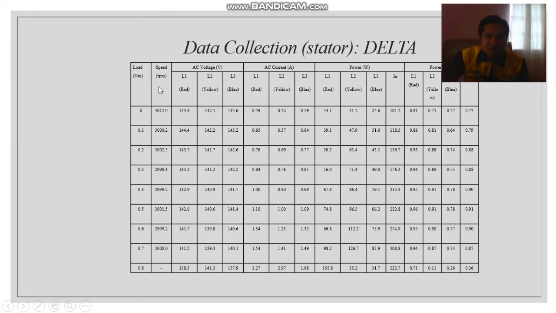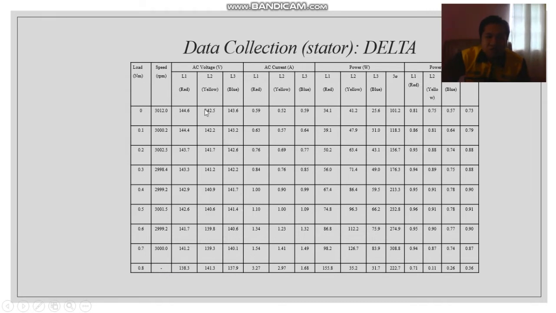So let's start. As you can see, for our speed of the motor throughout the experiment from 0 to 0.7 Newton meter, our speed is remaining constant at 3000 RPM. This is because of the motor maintaining its synchronous speed. At 0.8 Newton meter here, there is no speed. This is due to the motor being stalled.